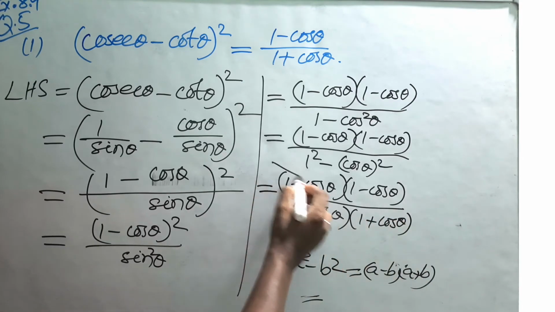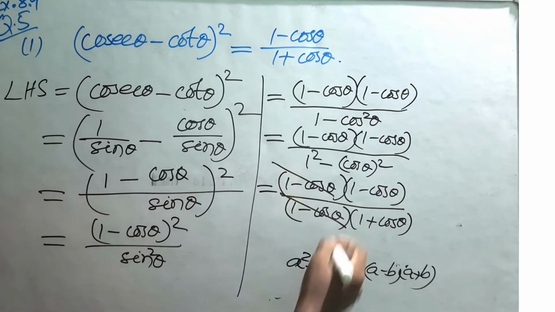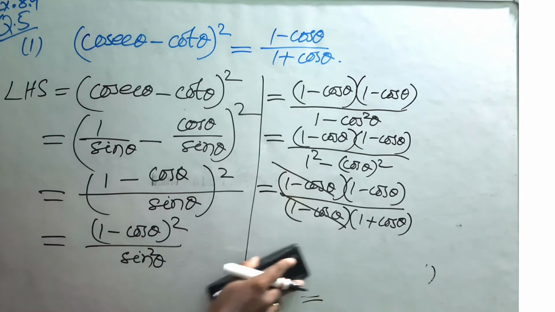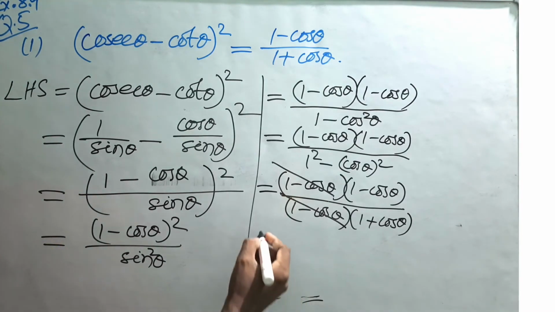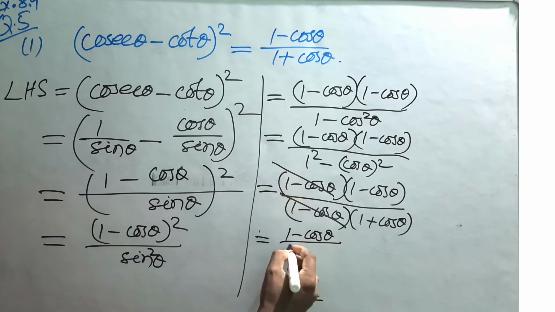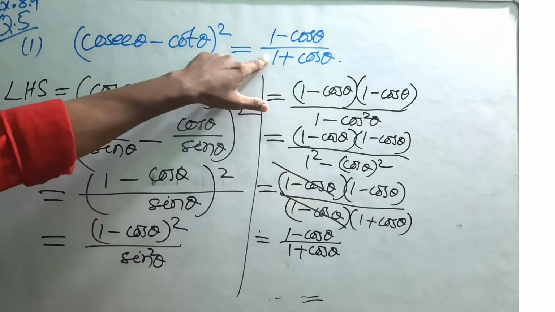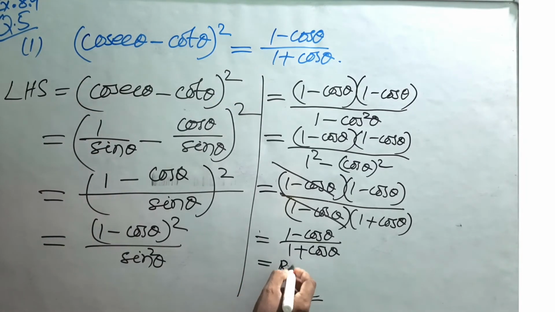Okay. Now 1 minus cos theta cancel. Now this will remain (1 minus cos theta) by (1 plus cos theta). Okay. Now this is equal to (1 minus cos theta) by (1 plus cos theta). So this is our RHS. So write down here, this is equal to RHS. So hence proved.